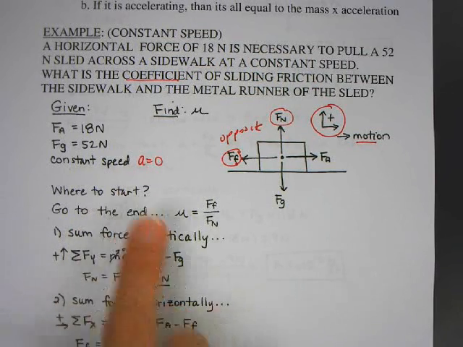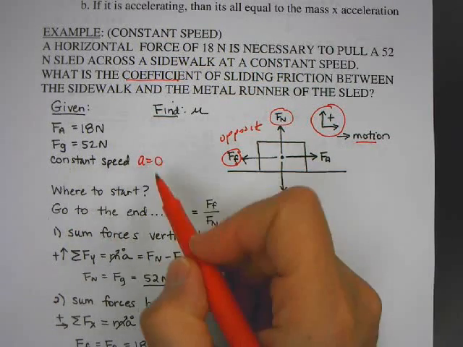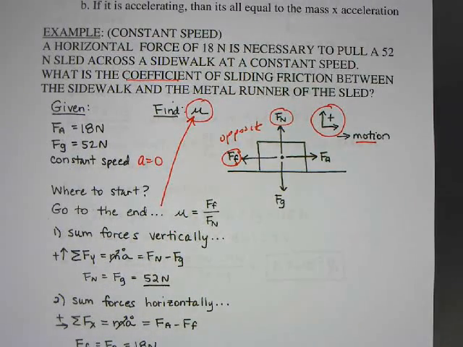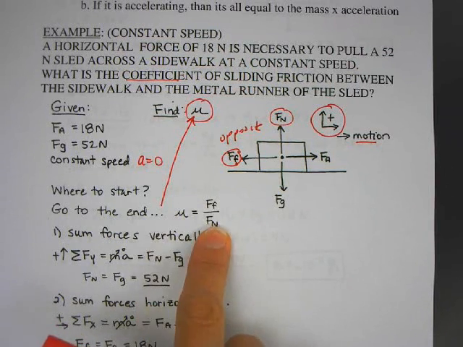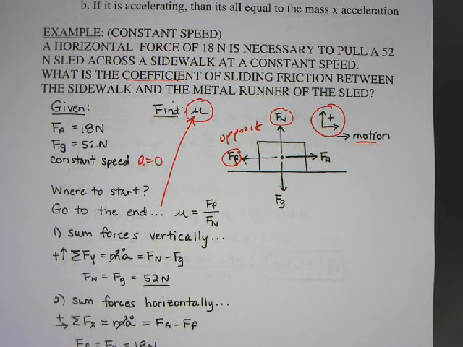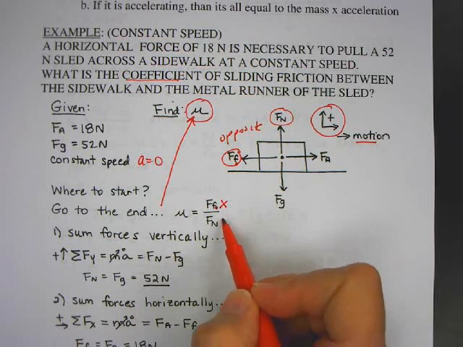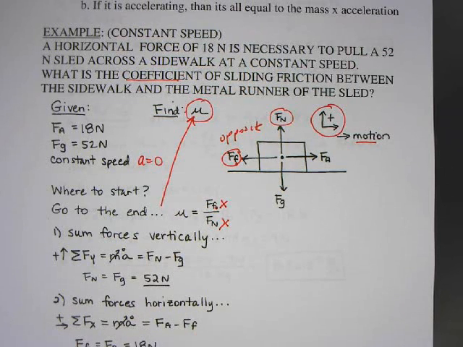How do I know where to start? Well, when you don't know what to do, you go to the end. They want me to solve for mu. So the first thing I'm going to do is say to myself, what do I know about mu? Well, I know mu is F_f over F_N, so I'm going to write that down. Then I'm going to say, do I know F_f? No. Do I know F_N? No. So because I don't know these, I know I need to solve for these.